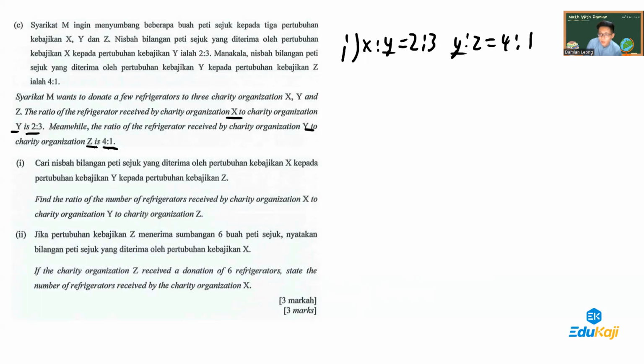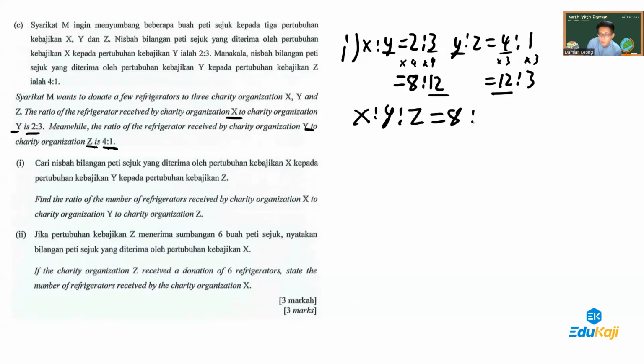The Y value, I want it to be the same. So the 3 and 4, I need to change to the same number. I can times 4 here, then it's 8 to 12. Here I times 3, then it's 12 to 3. Then you see both are 12 here, so I can combine them. X to Y to Z ratio is 8 to 12 to 3.